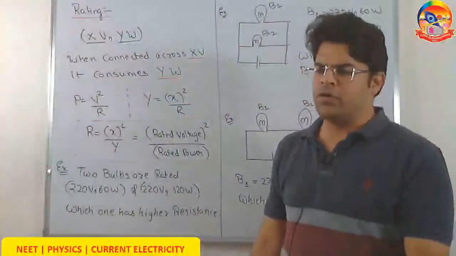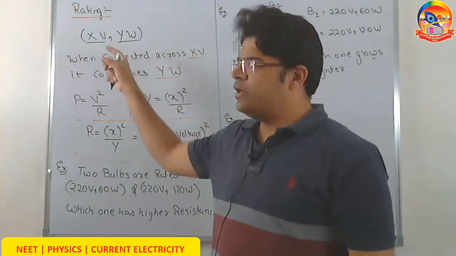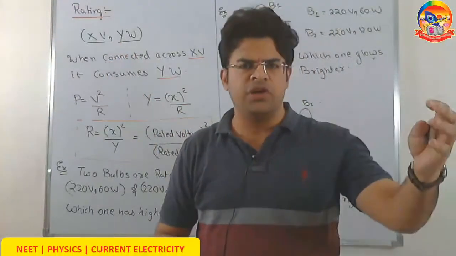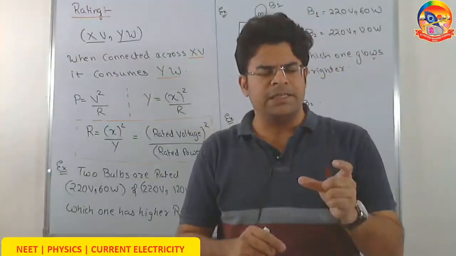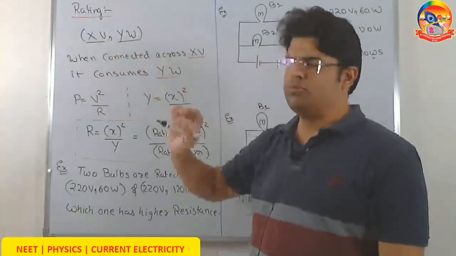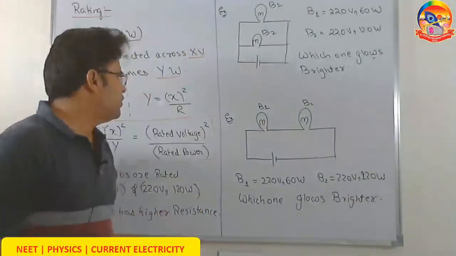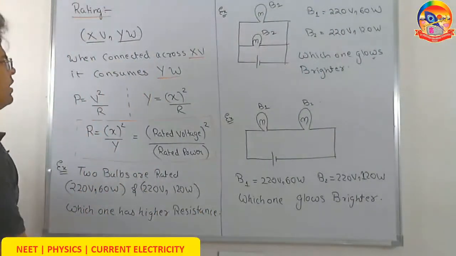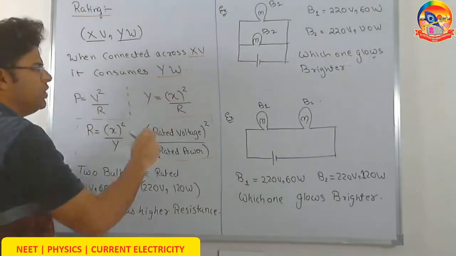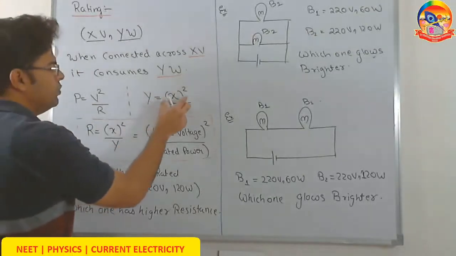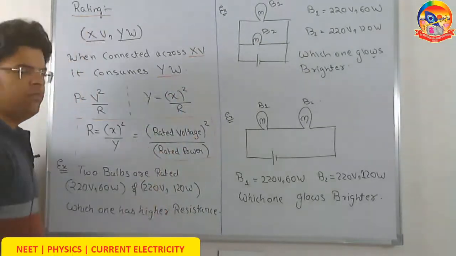So now, rating of an electrical appliance. This tells us that when this particular appliance, it can be bulb, it can be refrigerator, it can be AC, fan, anything, is connected across X volt, then it consumes Y watt. So when connected across X volt, it consumes Y watt. We know that power equals to V square by R. So if the rating is X volt Y watt, then the power is Y when connected across potential drop X, so you can say Y equals to rated power equals to rated voltage whole square upon the resistance of appliance.